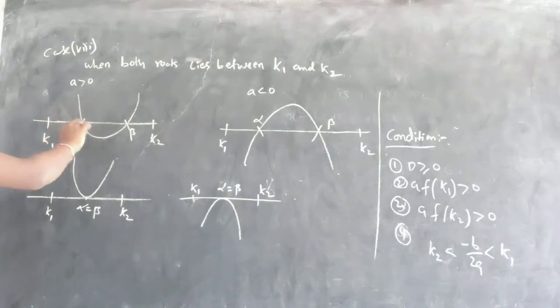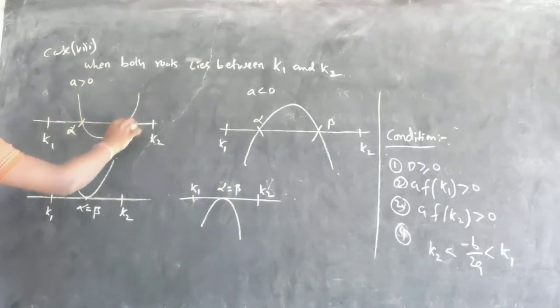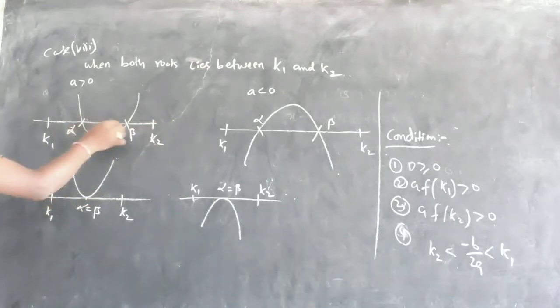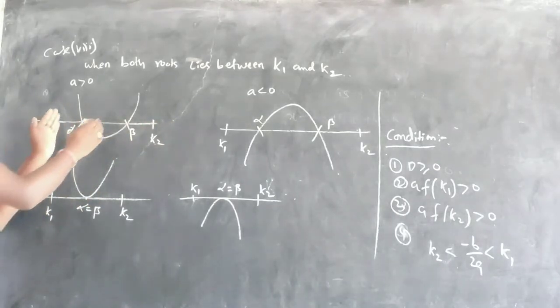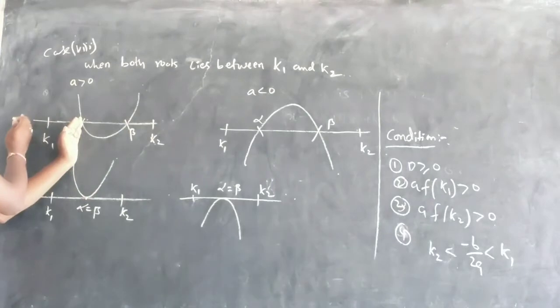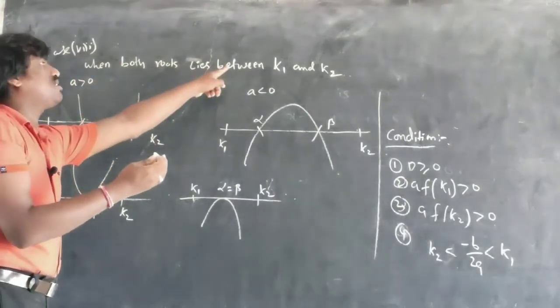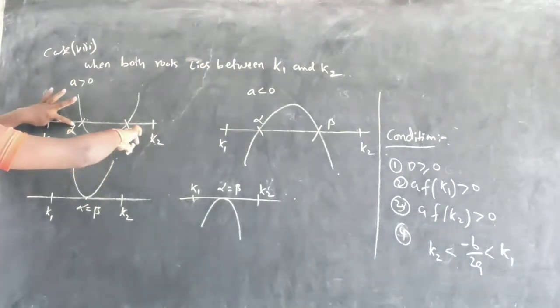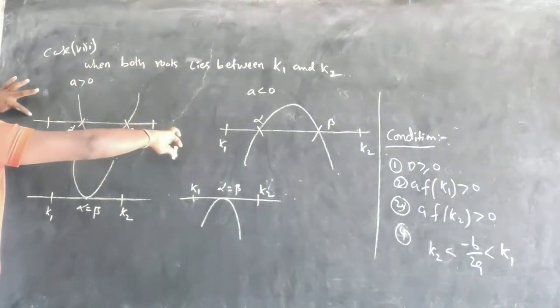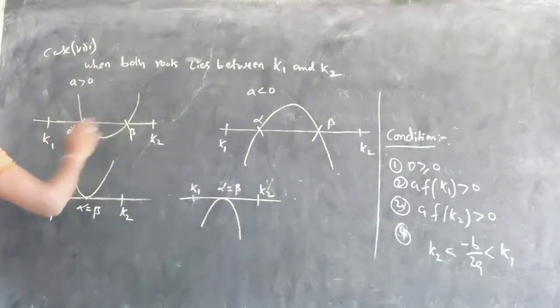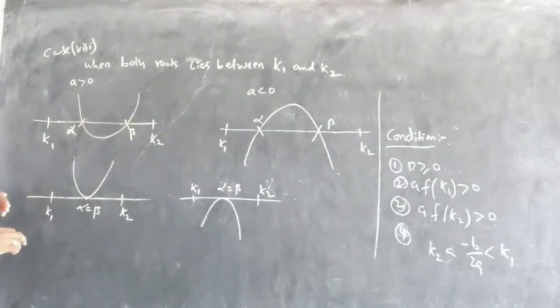Let us take this diagram. So this is what you have, a parabola, and this is the x-axis. Alpha and beta are the two roots. For these roots, on one side is k1, on the other side is k2. Both roots alpha and beta lie between k1 and k2, meaning k1 and k2 are outside alpha and beta. This is one way.